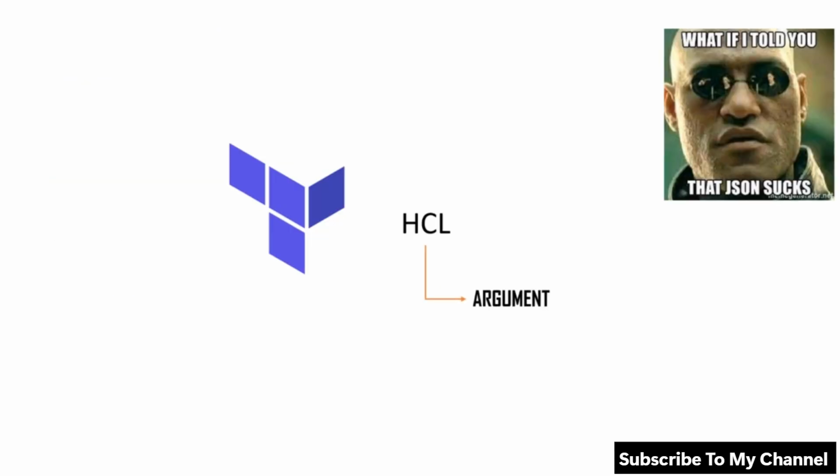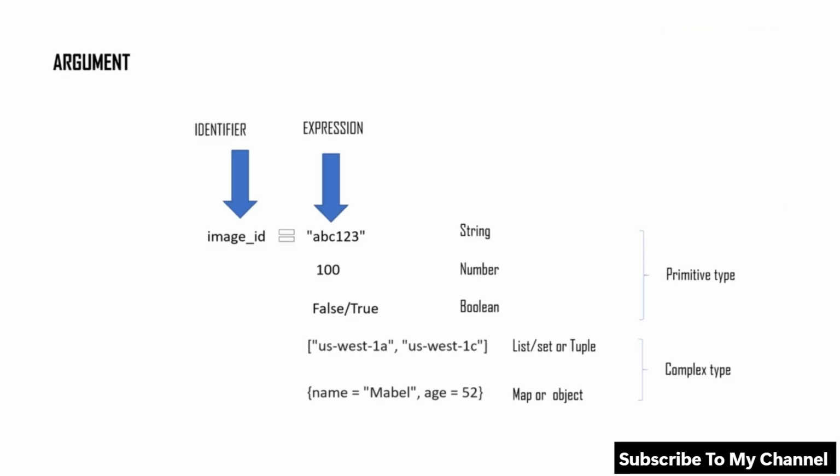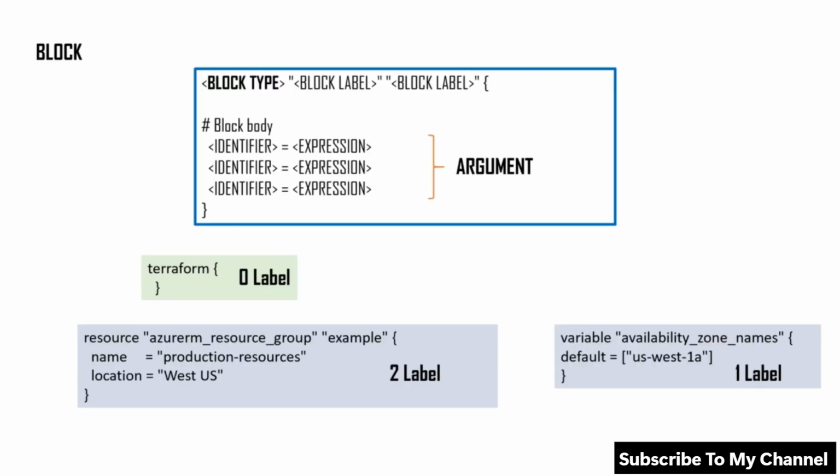So let me reiterate what I have said. HCL consists of arguments and it consists of blocks. Your argument consists of an identifier and an expression, and together both of them form the argument. And then comes the most important thing, the block.